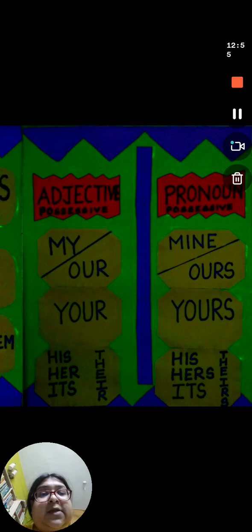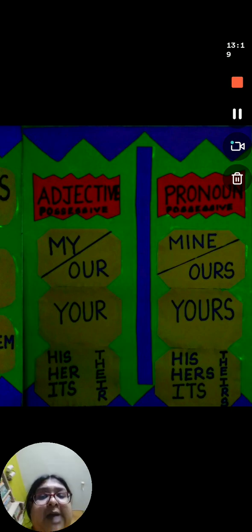Now, in case of possessive pronoun, it will become, the bag red in color is his. The bag red in color is hers. The bone juicy and fresh is its. The bags red in color are theirs.